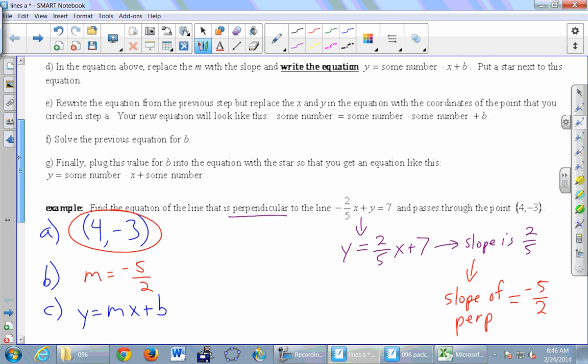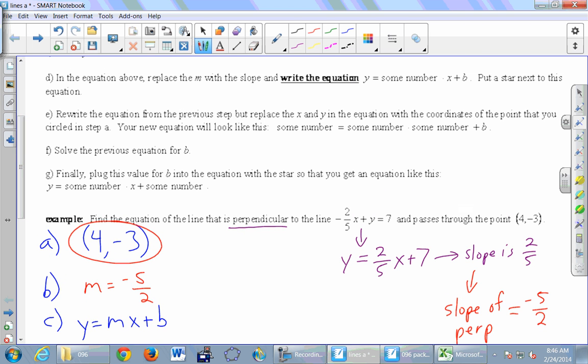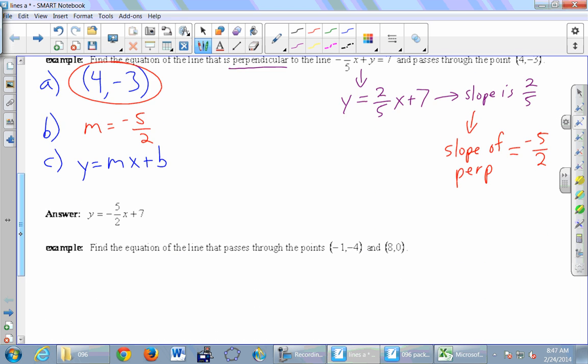And then step D says in the equation above, the y equals mx plus b that we just wrote, replace the m with the slope and write the equation, which will look something like this. Y is equal to some number times x plus b. So what we're going to do is copy that equation just as it is, but instead of the m, we put the m that we calculated. What did we calculate for the slope? It was negative 5/2, right?